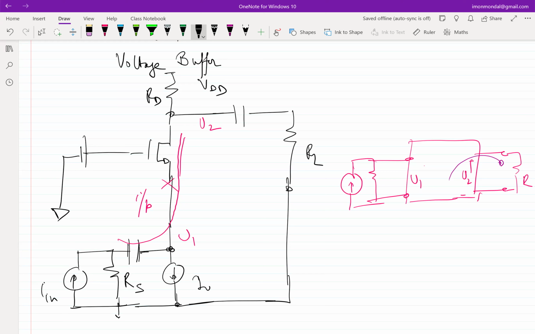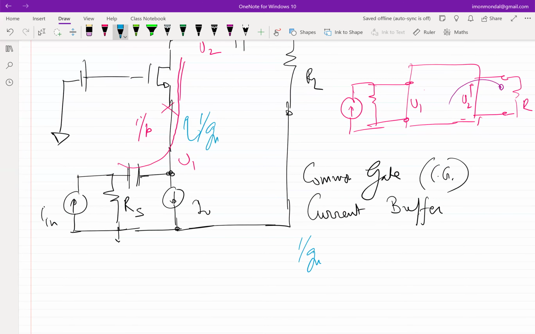Common gate architecture, right? Simple. So this is called a common gate, or a current buffer. It's a current buffer because the input impedance that you see here is 1 over gm. And this is a current buffer as long as you can ensure that 1 over gm is much less than RS. It is only then that all the incremental current will flow into the transistor and not into its own RS.